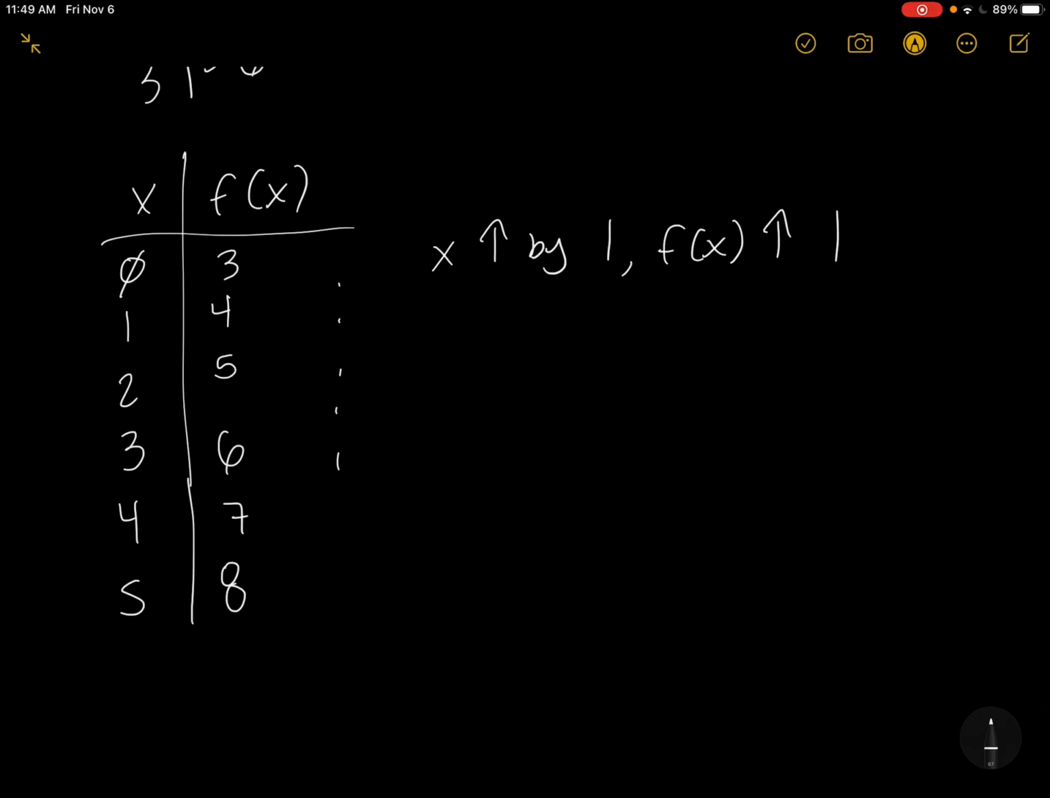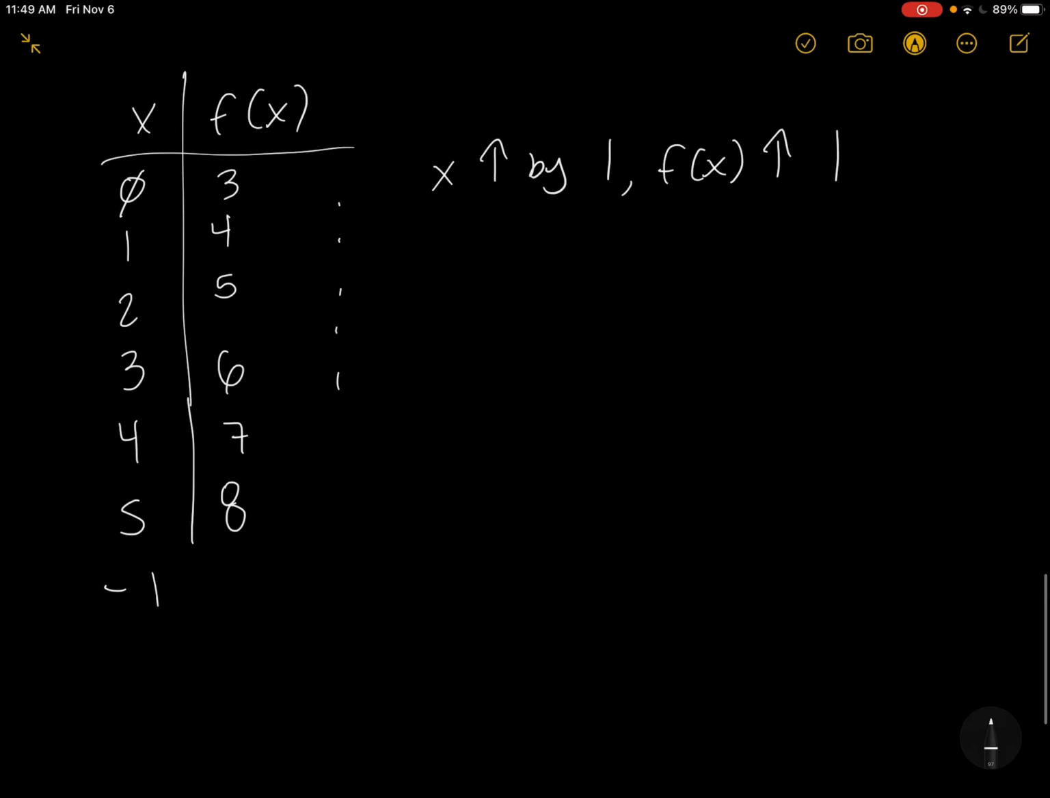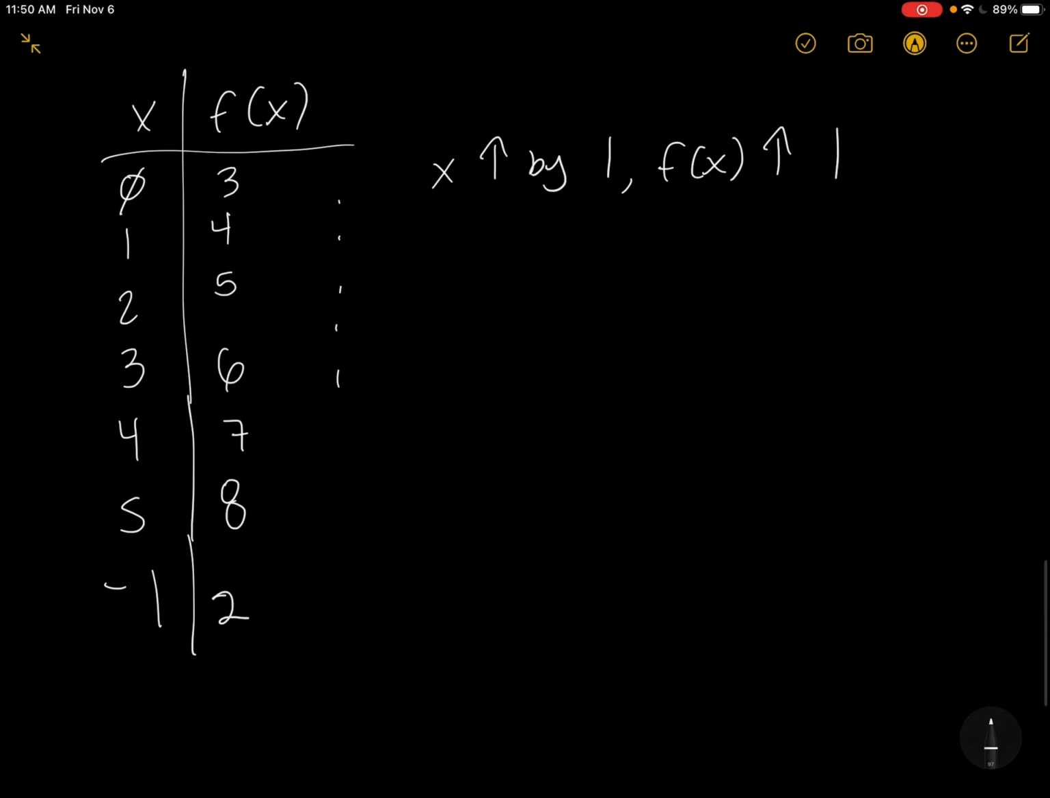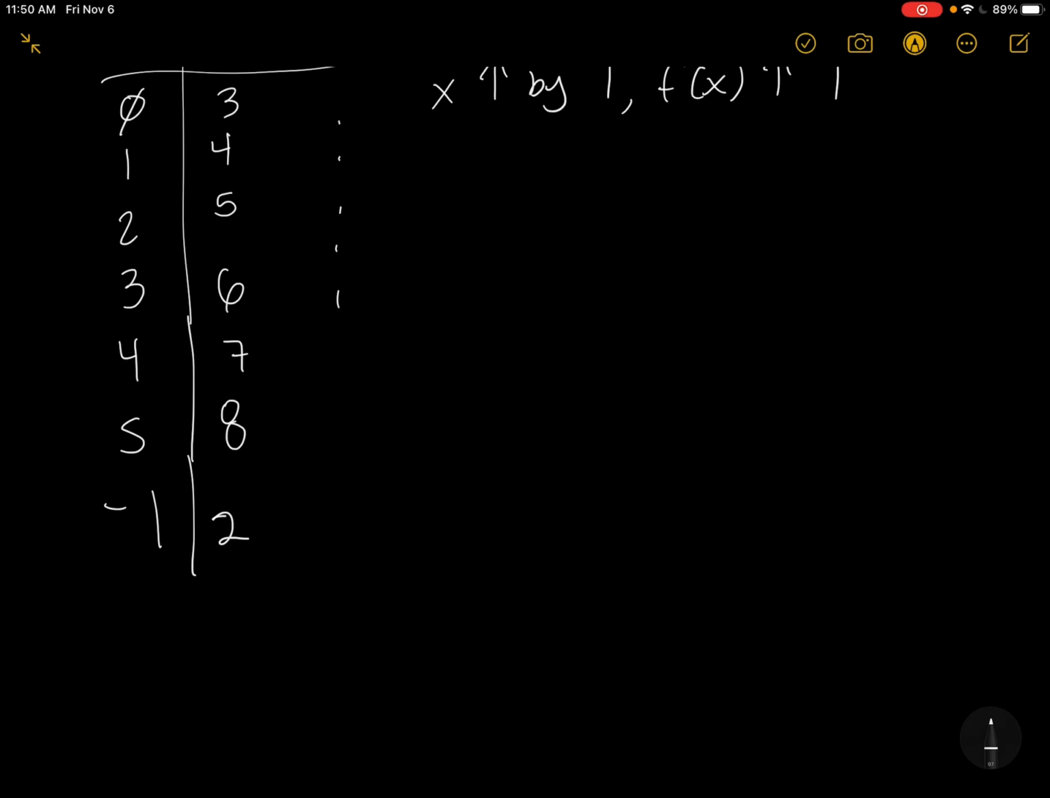This is going to be 8. Right, I can keep going. I can go the other way too. If I'm going to decrease x by 1, so let's say I did -1, then probably my f of x will also decrease by 1, right? So that would be 2, because 3 minus 1 is 2. Right, so we can spot patterns here.